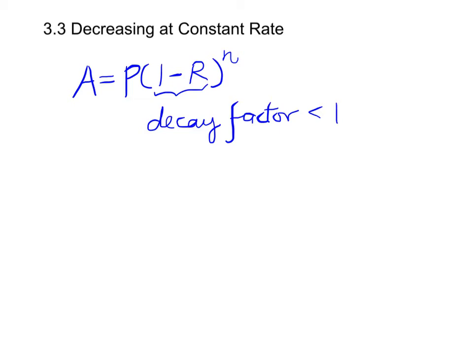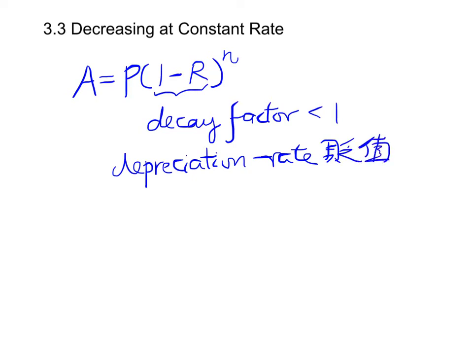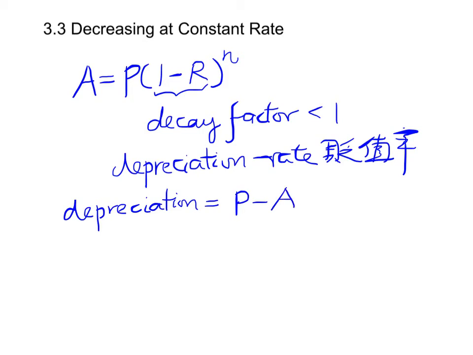And in later parts of the textbook, this is also called the depreciation factor or depreciation rate. 貶值率. And the actual decrease in value, we call this depreciation, which is given by the formula P minus A, since this time P will be greater than A.